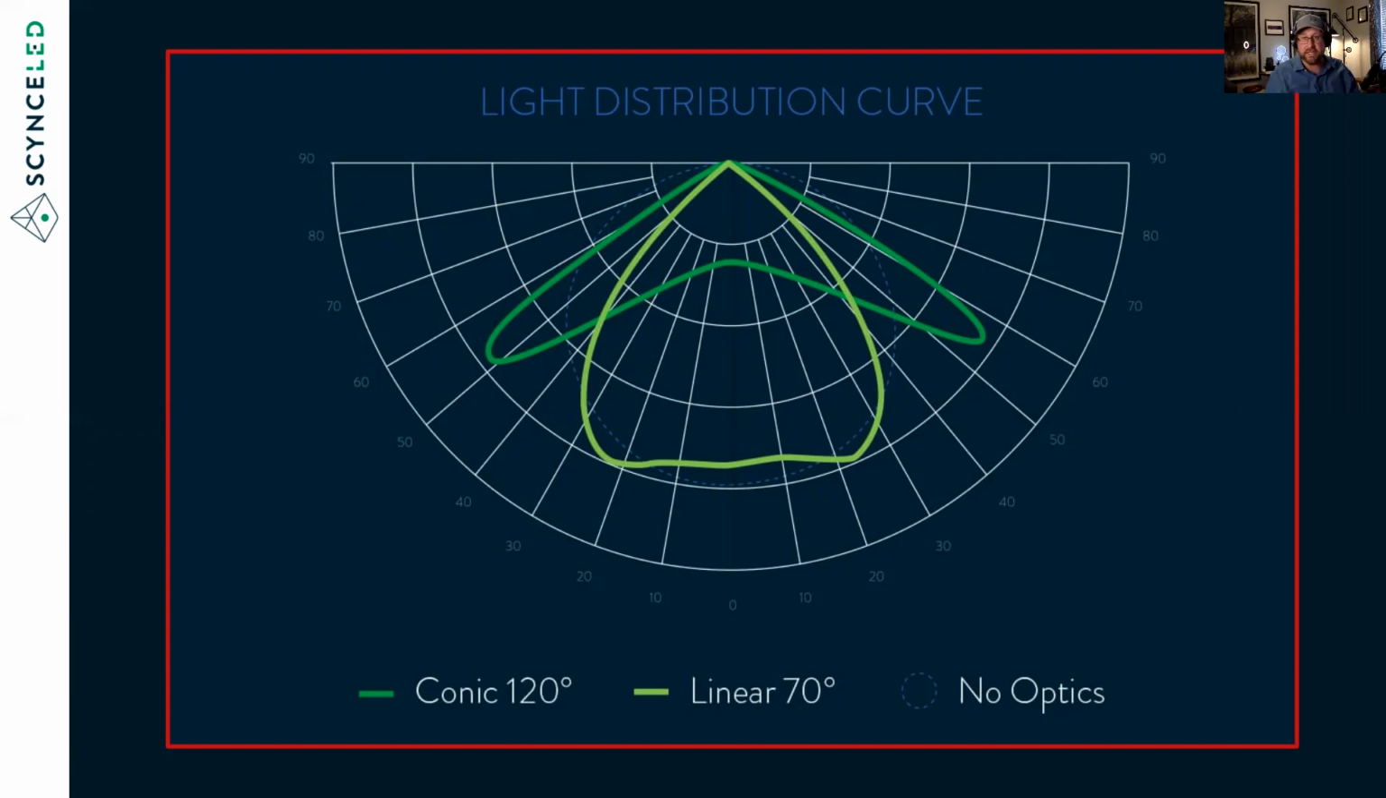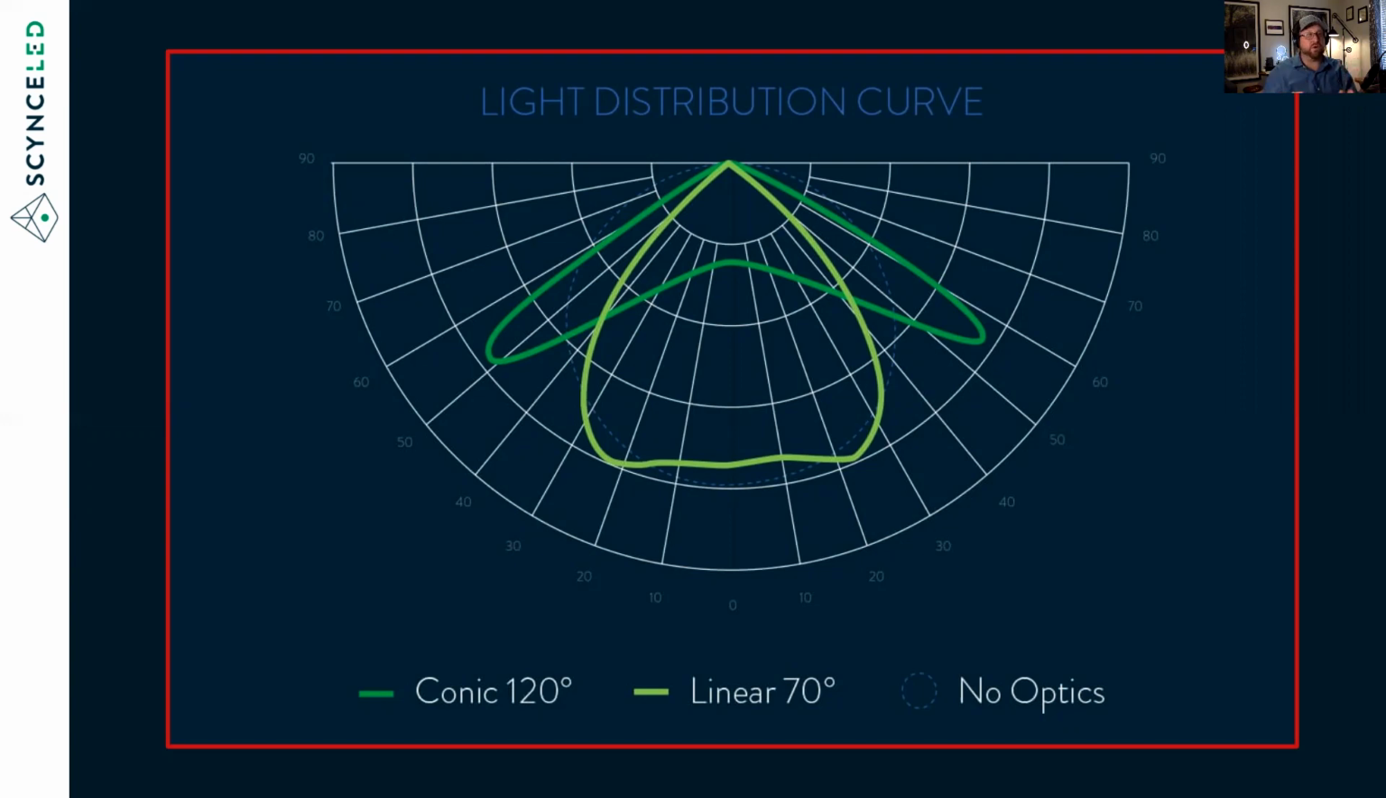It's specifically Scynce optics. So you'll see there, the dotted line on the outside, Lambertian pattern, no optics. Right in front of that is our linear 70-degree optic. And you'll see that that kind of got a similar shape, kind of a bulb kind of throw, but there's still a little bit more energy.